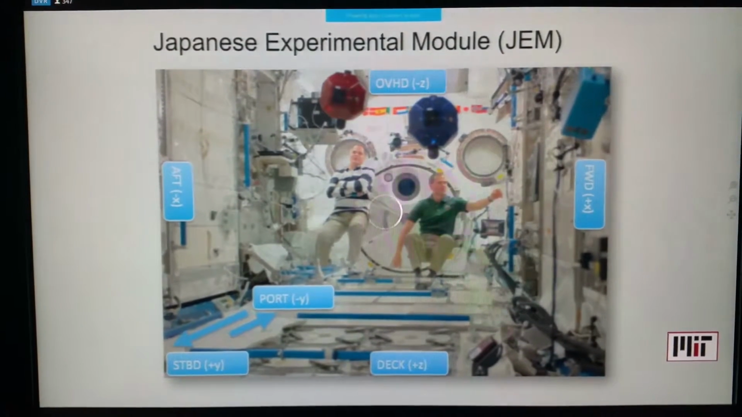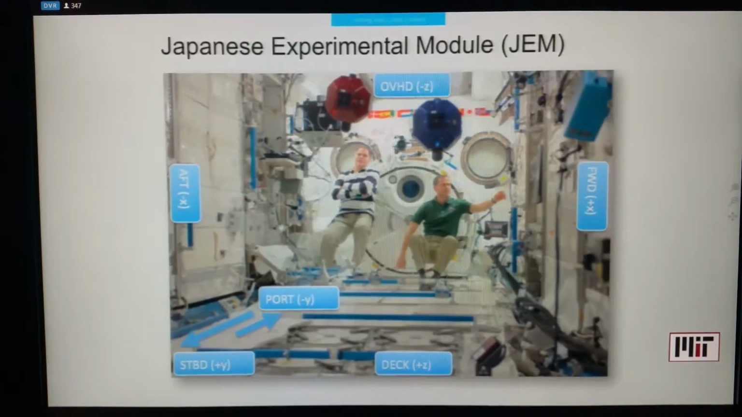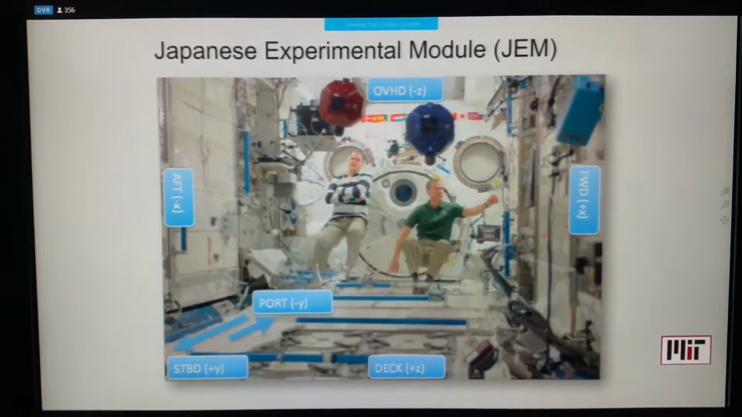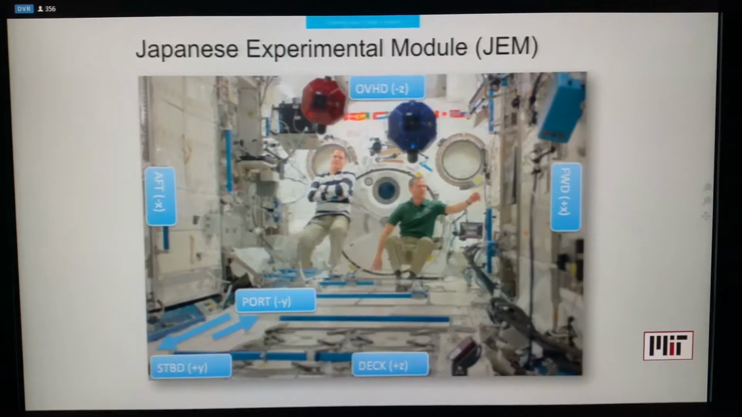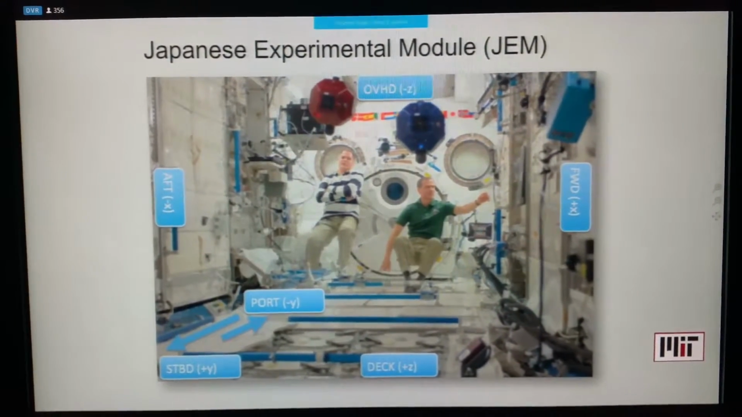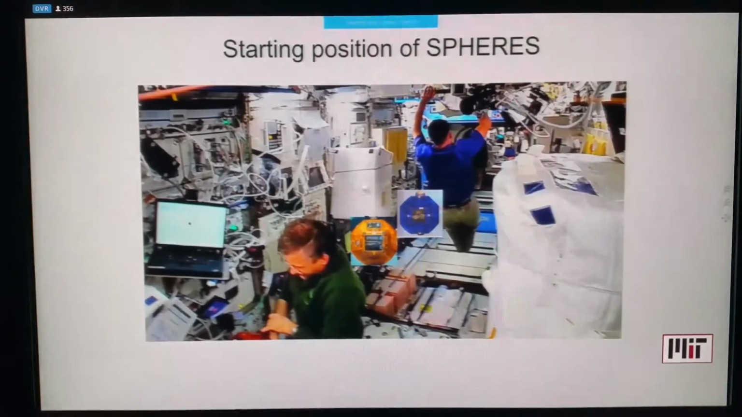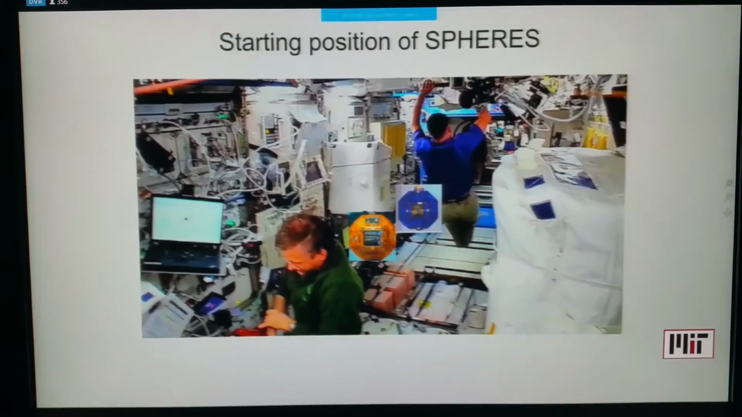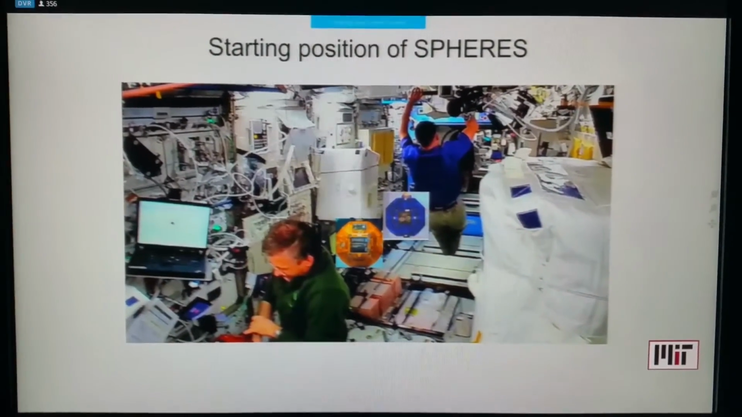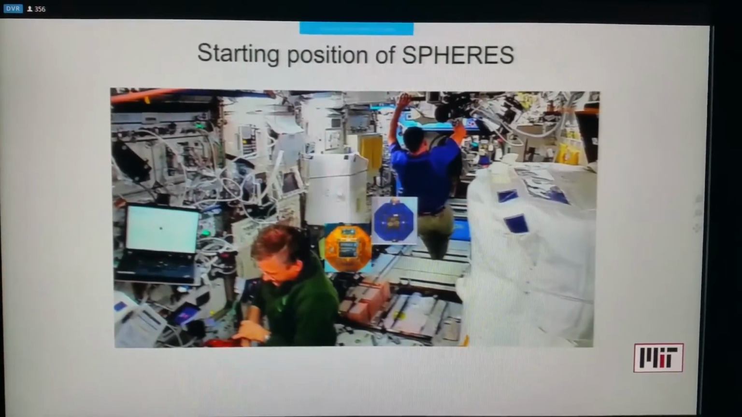This is the Japanese experimental module, JEM, and this is where the actual game on the ISS takes place. You can see the coordinate system used, with the positive X, Y, and Z directions. This will be a view that we'll most likely be seeing more of, which corresponds to the visualization for Mars.